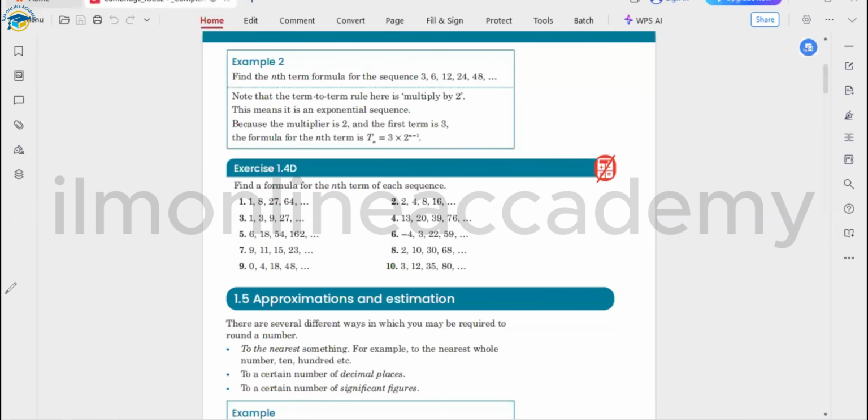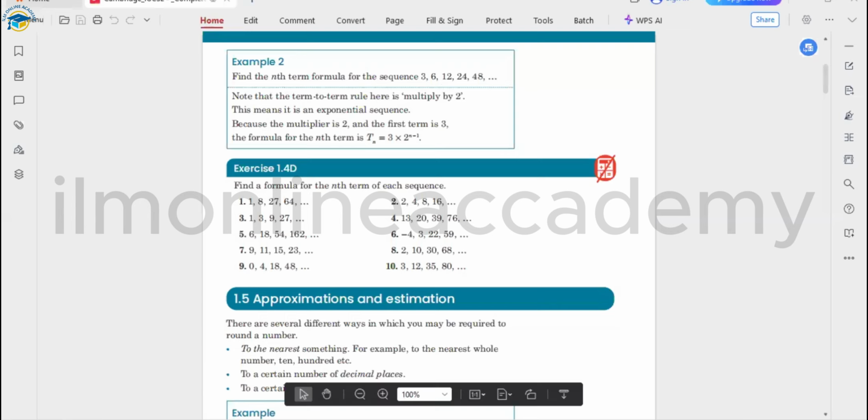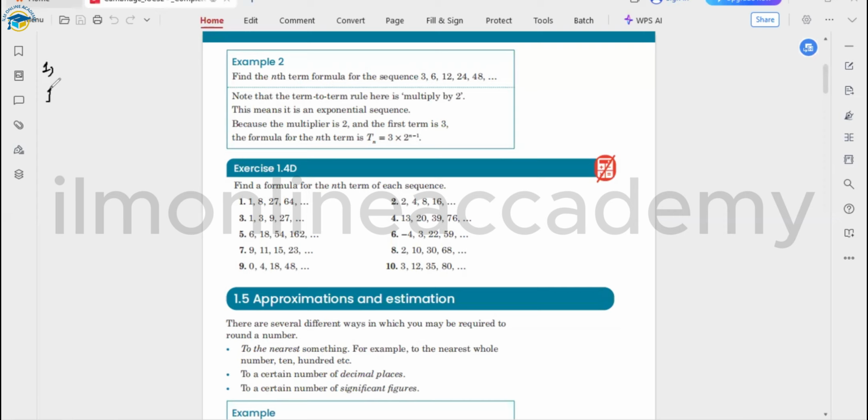Starting with the first question of exercise 1.4D. In the first question, the sequence that they gave us is 1, 8, 27, 64, and so on. They are saying that you need to find out the nth term of the sequence. So we will be finding out the first difference first of all.